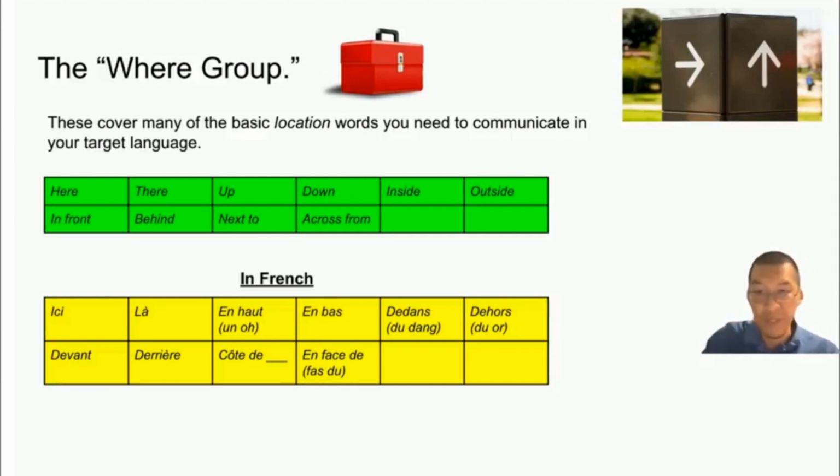And in French, this would be here is ici, there is là, up is en haut. I put in parentheses how I hear it because French is very difficult with pronunciation and I'm still learning. Down is en bas. Inside is dedans, and outside is dehors, and in front is devant, behind is derrière, and next to is à côté de, and then whatever it's next to, and across from is en face de.